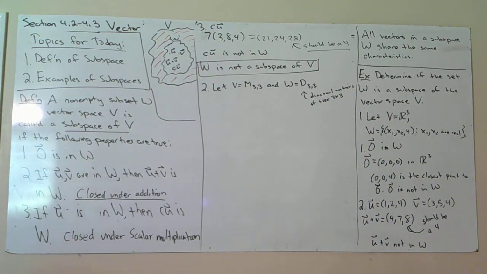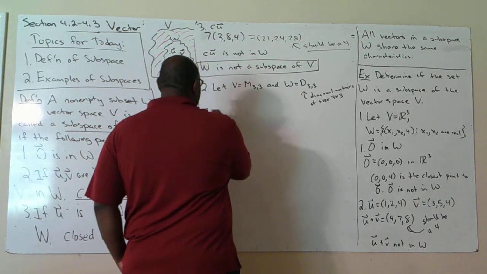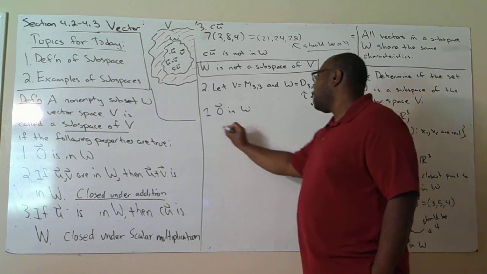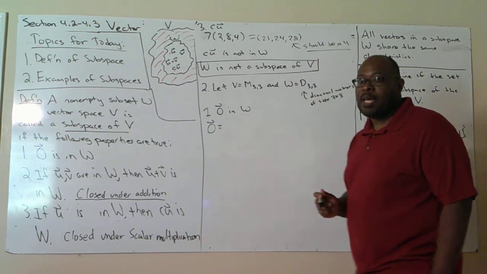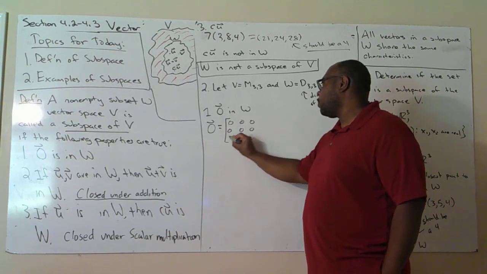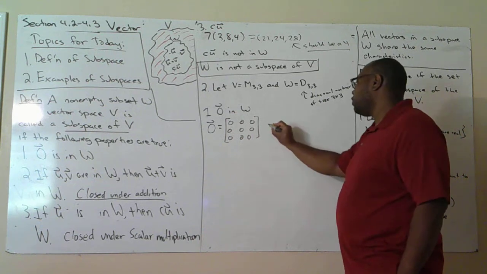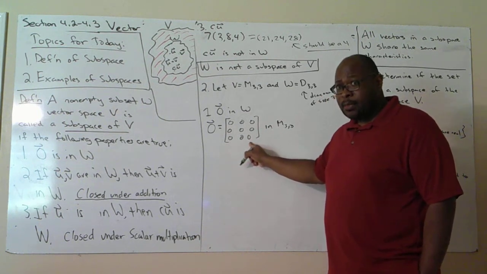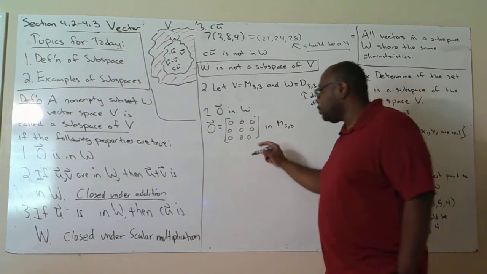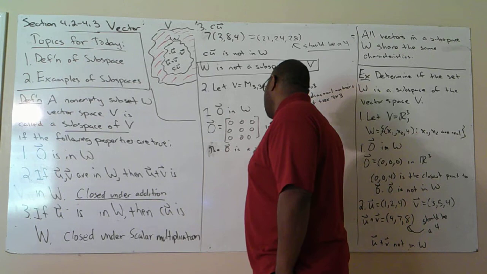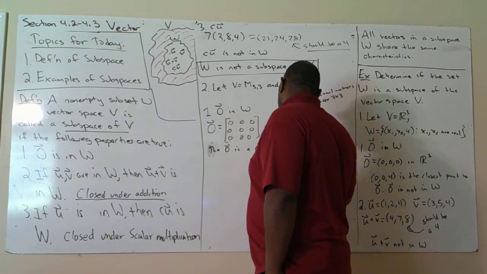Well, let's look at all of the properties here, 1, 2, and 3, and see if any of these fail. 1. Is the zero vector in W? Now, it has to be the same zero vector that is in V. What is the zero vector in V? What's the zero vector for all matrices of size 3 by 3? It's going to be a 3 by 3 matrix with all zeros. But guess what? This matrix is also a diagonal matrix. Like I said, the zero vector is a diagonal matrix of size 3 by 3.